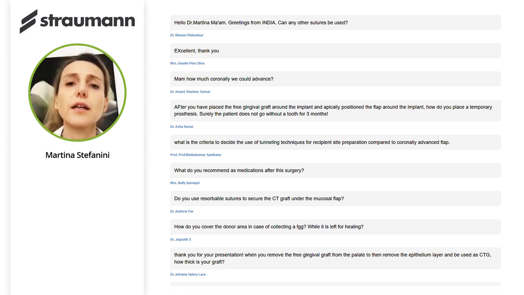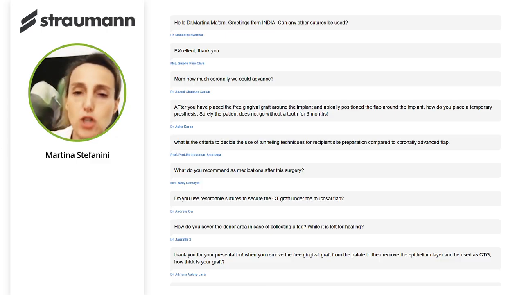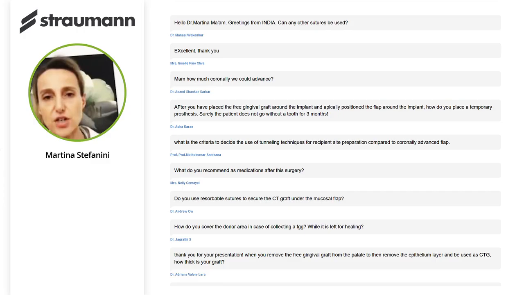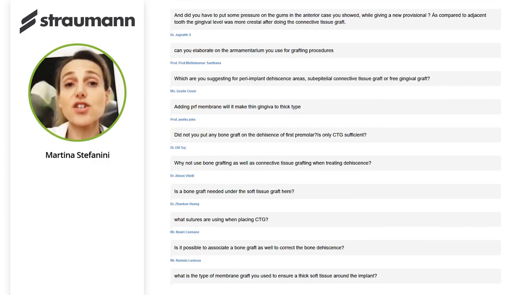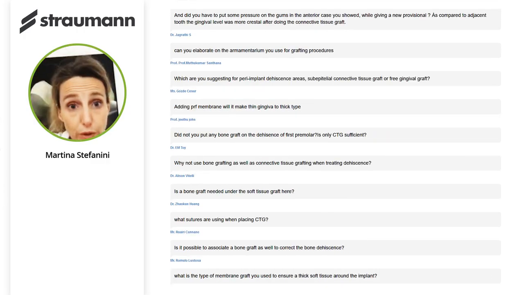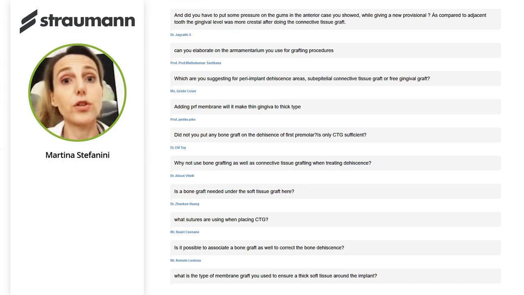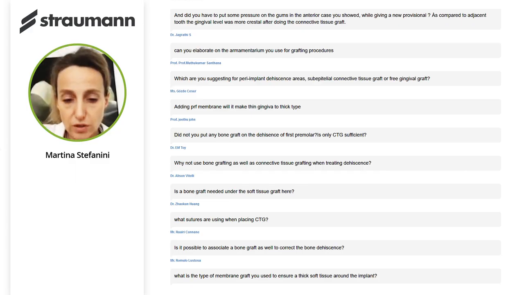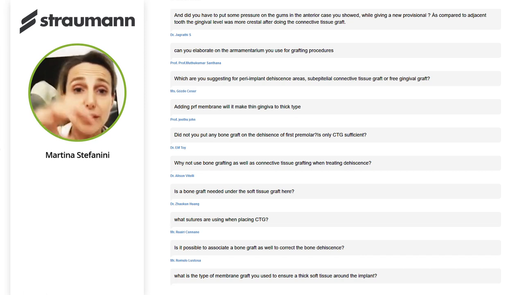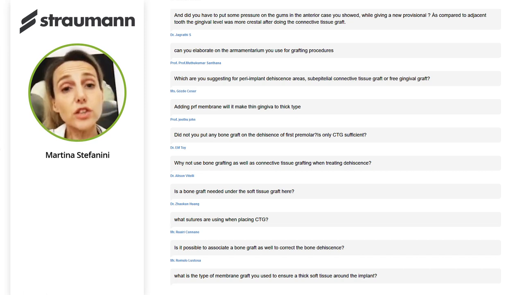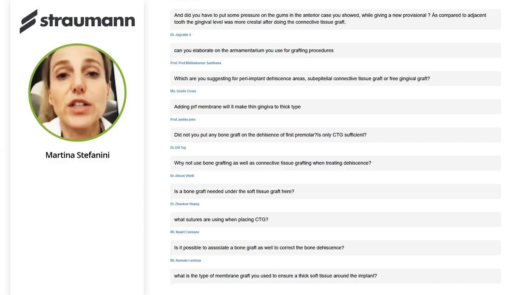Desepithelialization means to remove the epithelium layer from the anatomical papilla. We have two kinds of desepithelialization. One is the desepithelialization of the anatomical papilla. You have to remove the thin layer of epithelium on the vestibular and on the occlusal aspect when you are treating dehiscencies around implant in order to expose the underlying connective tissue that will create the anastomosis with the connective tissue in the inner aspect of the surgical papilla.